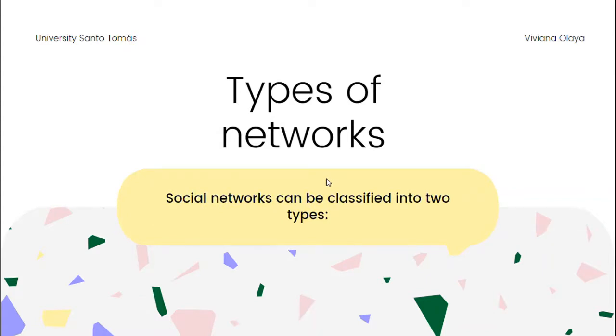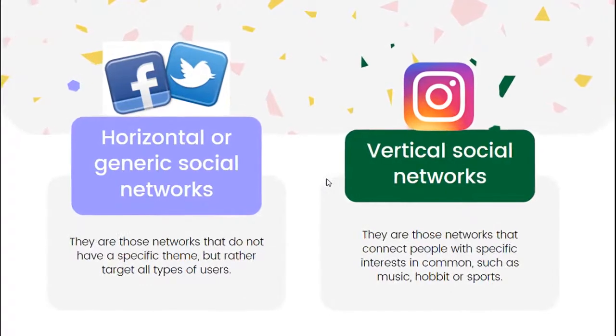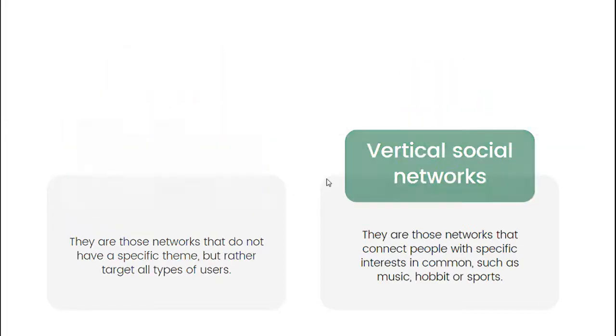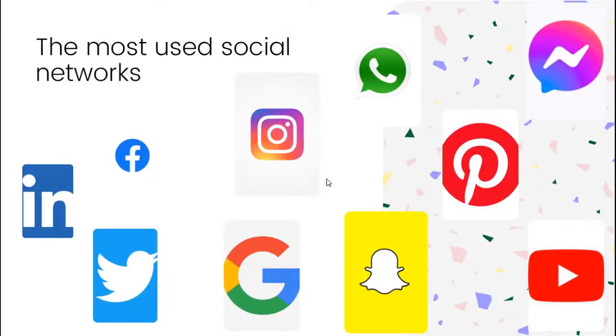Types of networks. Social networks can be classified into two types: horizontal or generic social networks and vertical social networks. Horizontal or generic social networks are those networks that do not have a specific theme, but rather target all types of users, for example, Facebook and Twitter. Vertical social networks are those networks that connect people with specific interests in common, such as music, hobbies, or sport. For example, Instagram. And the most used social networks are Facebook, Twitter, Instagram, Google, WhatsApp, Snapchat, Pinterest, Messenger, and YouTube.